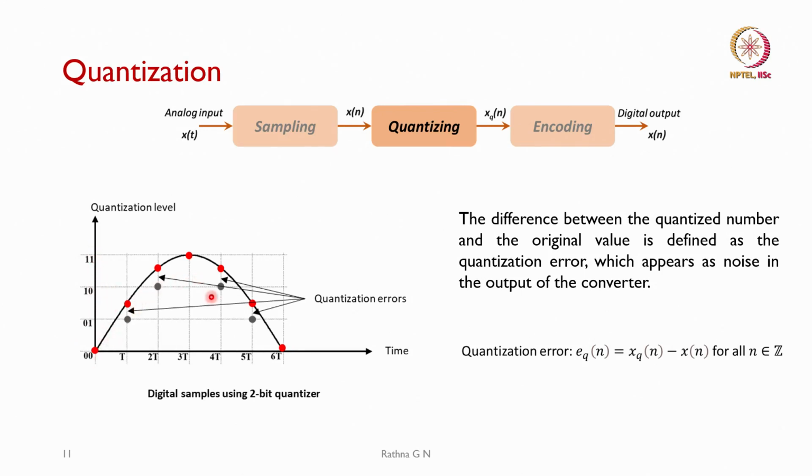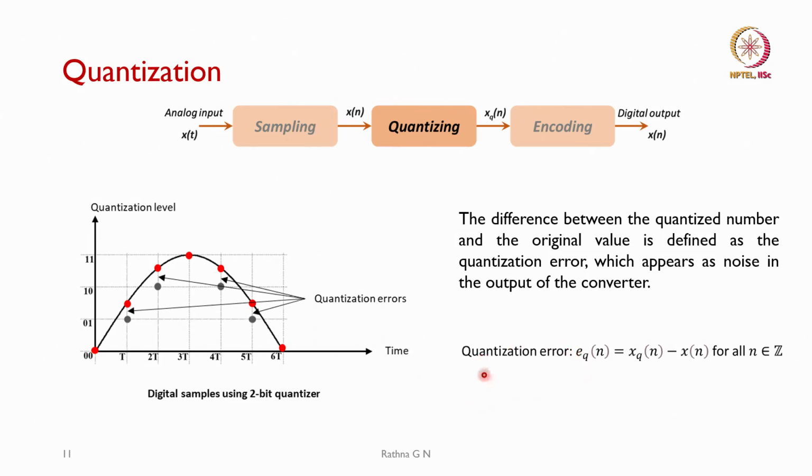So, this is my input signal in the continuous domain, or the sampled signal that I have got. I have to map them to the nearest numbers that I can represent with the number of bits. As we can see in one example, this number, which is between 10 and 11, I will be representing as 10. We call all these errors quantization errors. That is, the difference between the quantized number and the original value is defined as the quantization error, which appears as noise in the output of the converter.